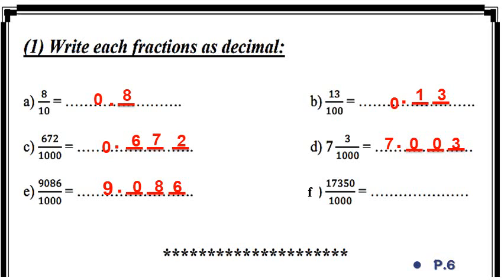And now in letter F, 17,350 over 1000. Here down we have 3 zeros, so we have to put 3 dashes and decimal point. Now start writing 17,350 from the right. 0, 5, 3 and the 17 out. So the number will be 17 and 350 thousandths.